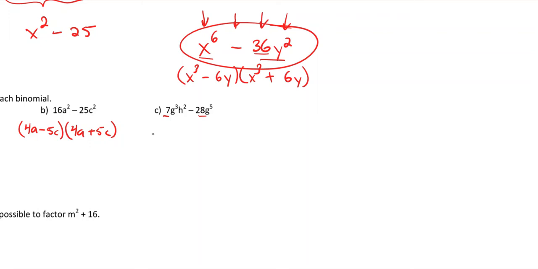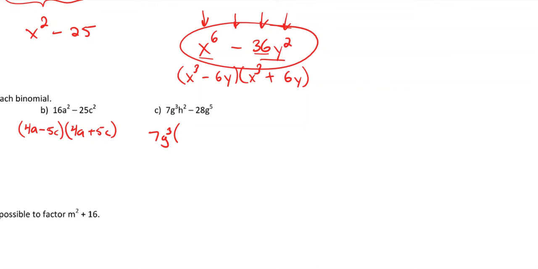7. 7 does, right? Yeah, and 7 is a prime number. Okay, but anyway. So what about g cubed and g to the 5? What goes into both of those? G to the 3, or g cubed, yeah, it'd be the smaller power there, right? So g to the 3 is common. And then the h's aren't common to both, so I can't take that out.